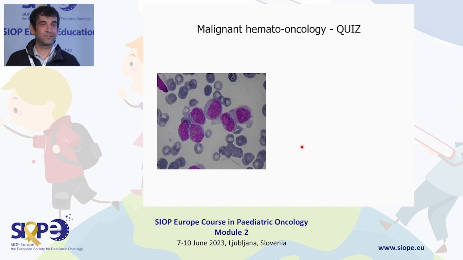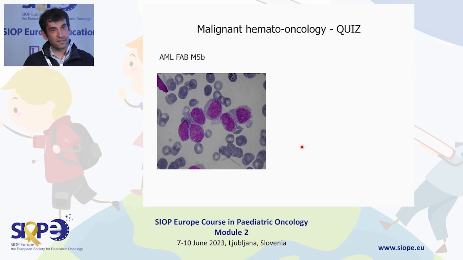What is this? Cells. Good. Normal or pathologic? No, pathologic. Pathologic. Good. AML. It's an M5. It's an AML-M5. Yeah, you can see the gray-blue cytoplasm, no granules, and the multifaceted nuclei.